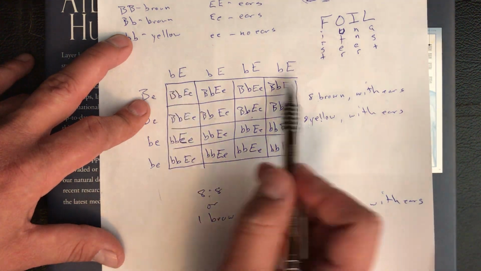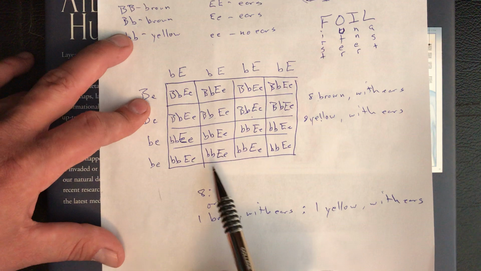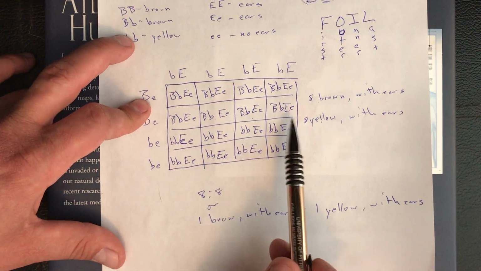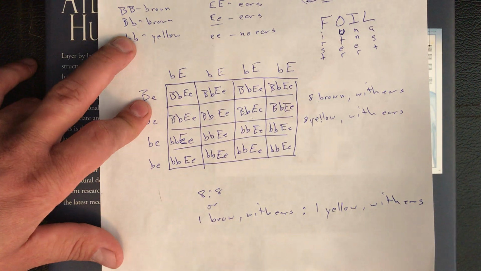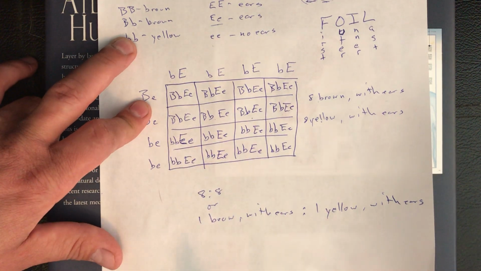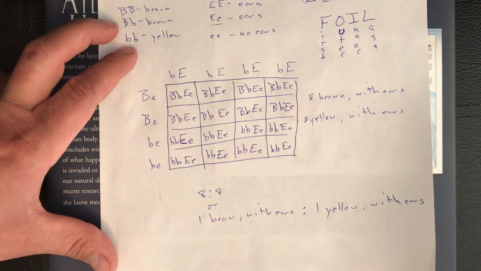So all these guys are going to be brown with ears. All these guys are going to be yellow with ears. It looks like every single one of them is going to be heterozygous for ears. It looks like we're going to be heterozygous for the brown color, and obviously if you're going to be yellow, you have to be recessive.